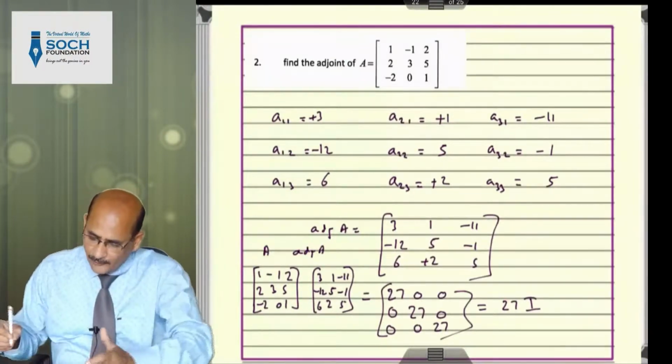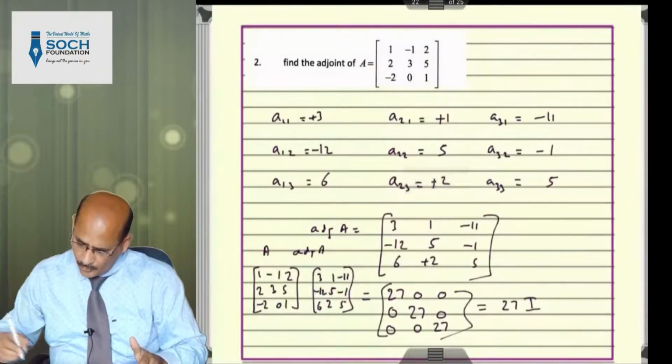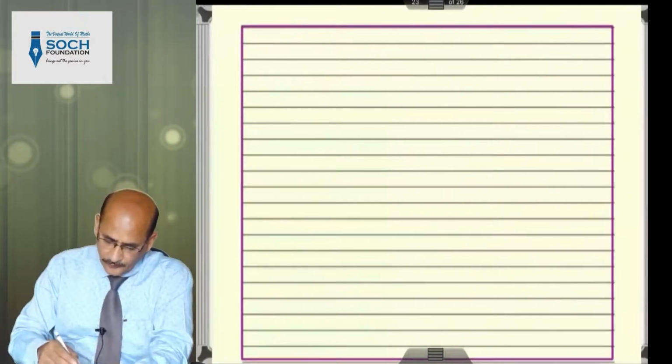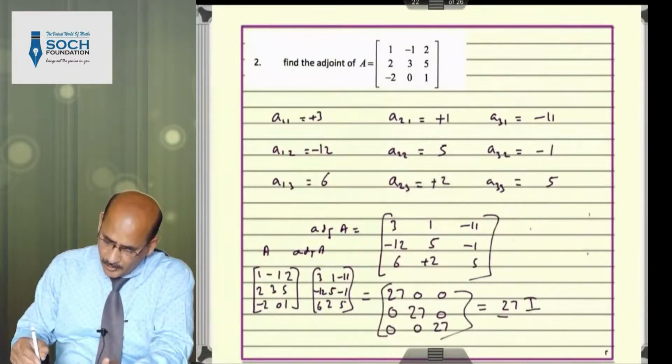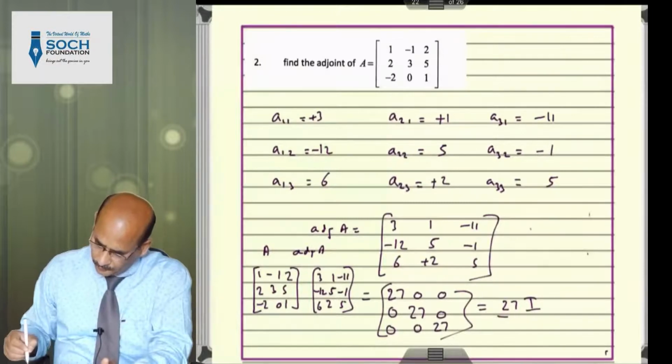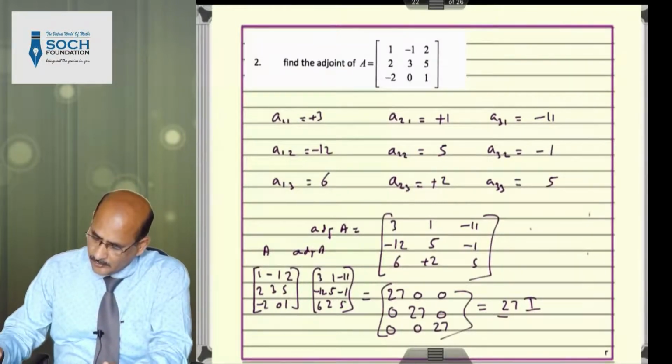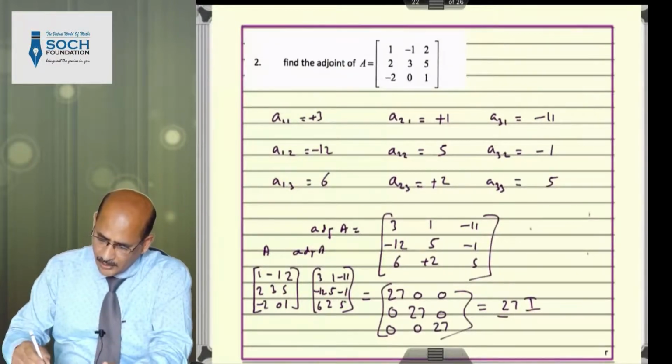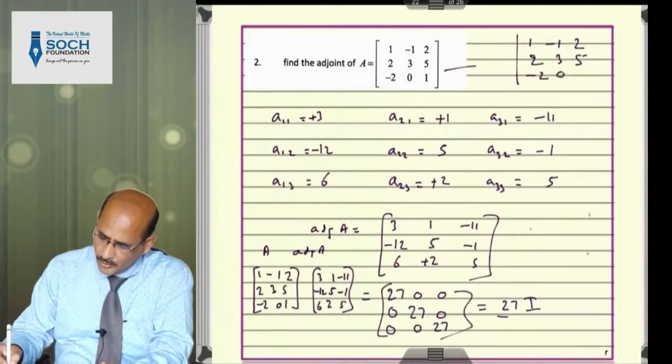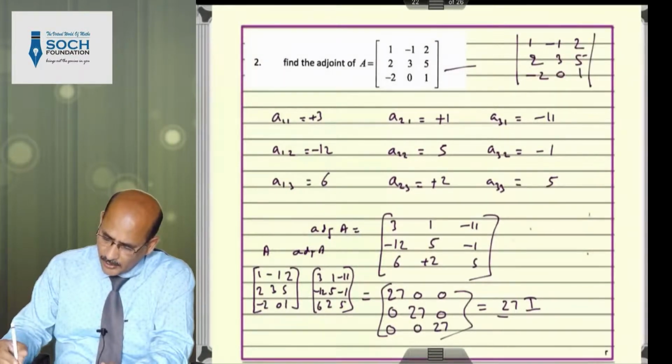Now this is what I am going to share with you. I just found this 27 for you. Now I will just copy this down. The determinant of the matrix A, this is the matrix A whose determinant will be like this: 1 minus 1 2, then 2 3 5, minus 2 0 1. So basically what is this? I will share it with you.